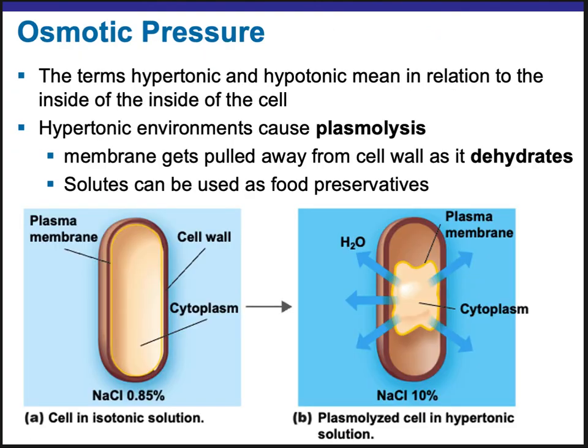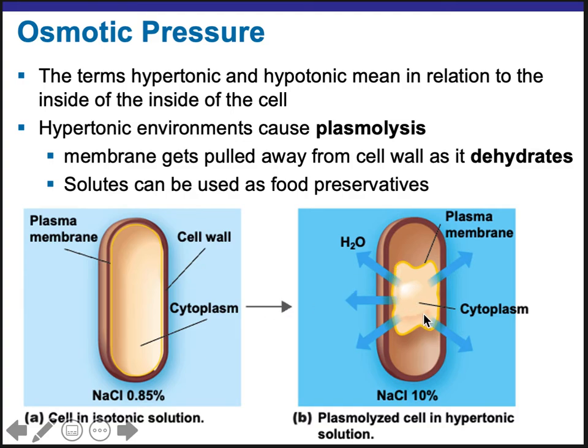All right. So we also have osmotic pressure, and the cell wall of the bacteria do help to resist some change in osmotic pressure, but to a limit. Okay, so if you go from 0.85% salt and you go all the way to 10% salt, that's a huge difference, right? So give the cell wall a little credit, but eventually you will overcome its ability to resist osmotic pressure.